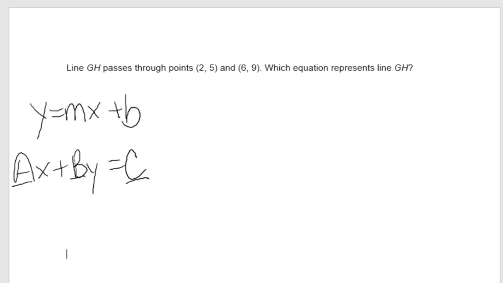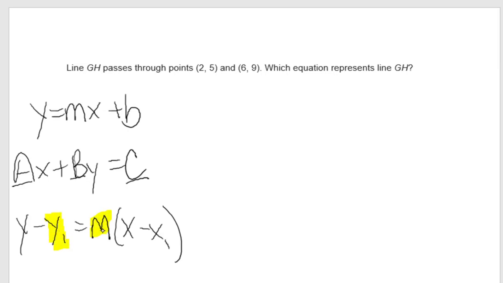And then we also have point slope form, which is y minus y sub 1 equals m times x minus x sub 1. This is just a variation of slope-intercept form that allows you to substitute the slope and a point that's not the y-intercept so that you could simplify and get back to slope-intercept form.